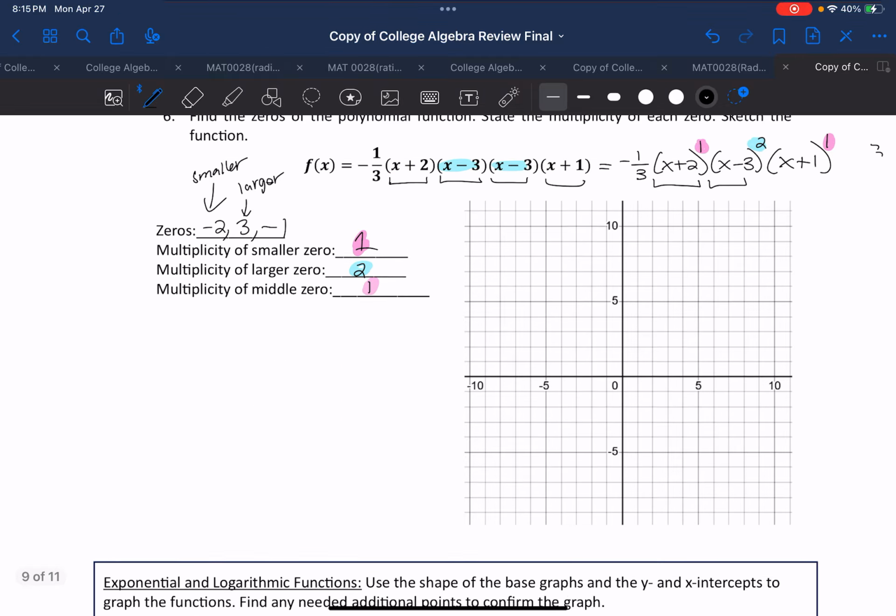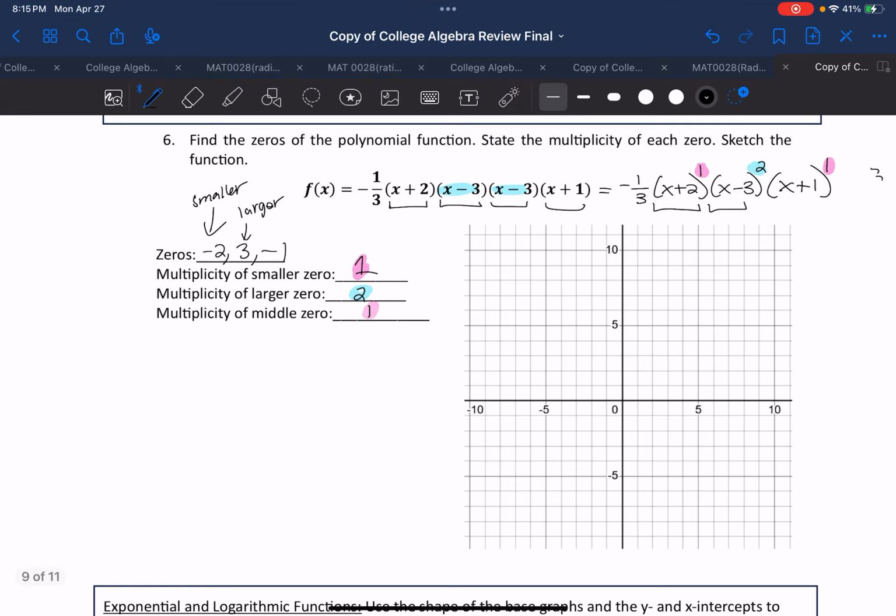So first, let's plot these zeros. Negative 2 would be right here. Positive 3 would be right here. And negative 1 would be here. And we're going to graph this using the multiplicity.